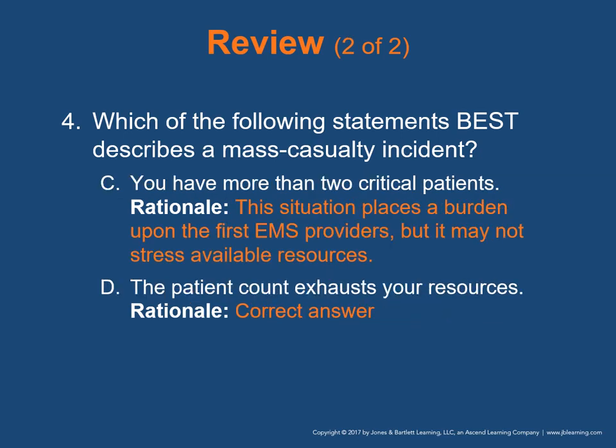C, you have more than 2 critical patients. Well, this situation places a burden upon the first EMS providers, but it may not stress available resources overall. D, the patient count exhausts your resources. That's the correct answer. So if you roll up on a scene and you have 2 critical patients, that's not going to exhaust your resources on scene. You're trained to do that. But if you have 3, 4, or 5, that's going to exhaust your resources on scene. You can't possibly treat and transport all of these patients. So your resources are exhausted right there. And that is when you know you've got a mass casualty incident. The second you reach a point where you can't handle it as a team or unit, then you need help. That's a mass casualty incident.